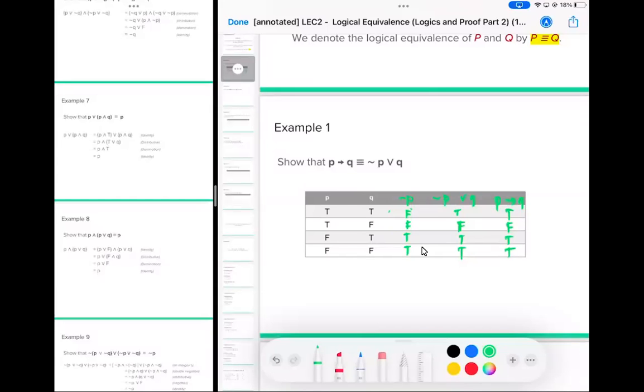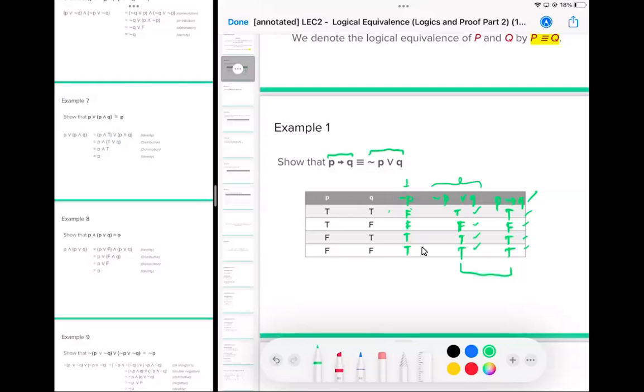Okay, so in the previous video, we have shown you that P implies Q is logically equivalent to not P or Q. And we have shown this using a truth table. We have not P, taking the negation of P, and not P or Q resulting in true, false, true, true, and the implication of P and Q is true, false, true, true, which shows that these two columns, or these two statements, have similar truth values and are therefore logically equivalent.